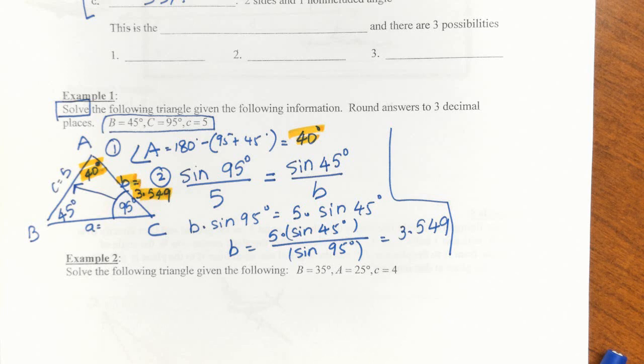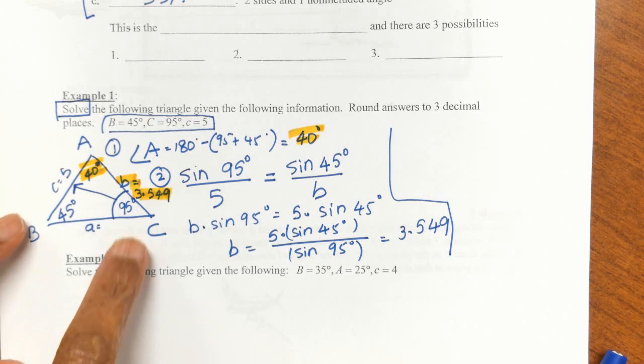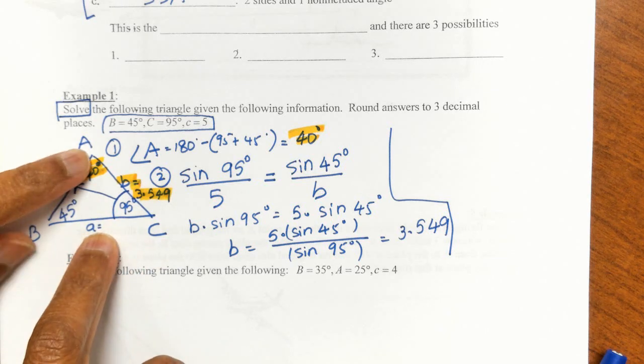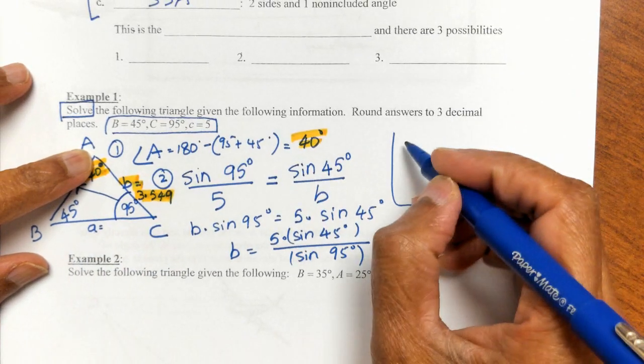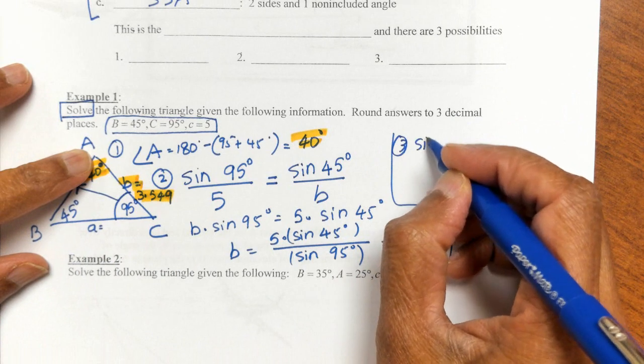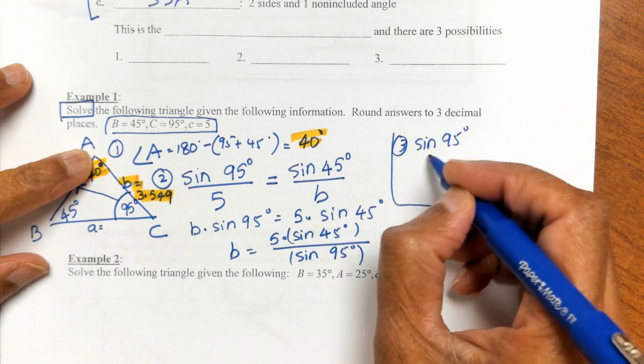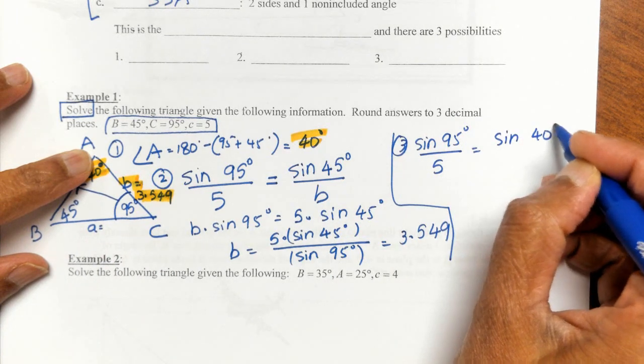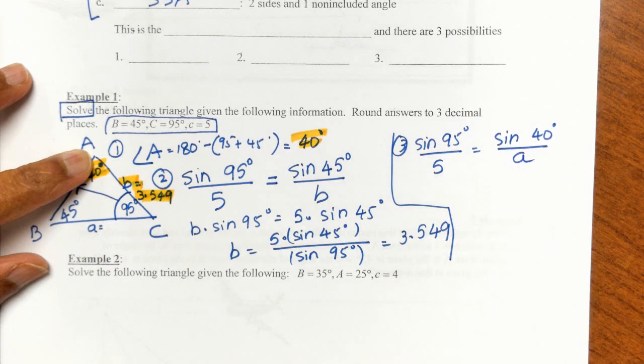I'll do exactly the same thing. If this is a right angle triangle, I would use the Pythagorean theorem. You know 2 sides, you can use the Pythagorean theorem for the third side, but this is not a right angle triangle. So I will use the same concept again because there's nothing else I can do. I still have 95 and C, and then I will use 40 and A. Step number 3, sine 95 degrees over 5 equals sine 40 degrees over A.